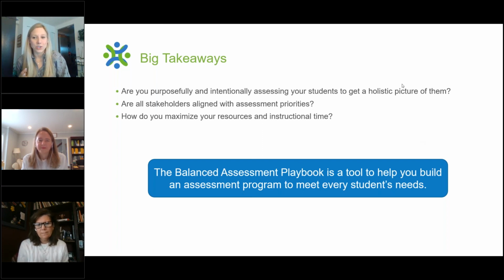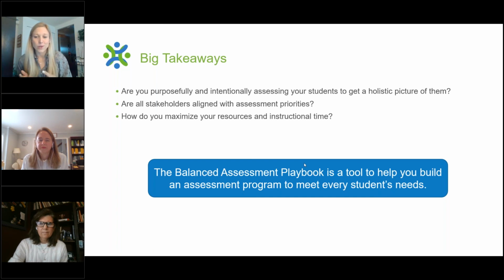and we want to ensure that they're learning as much as possible. So how do you maximize that time and ensure that every decision and every interaction with your students is actually driving towards their personal and academic growth? So really, we have created this balanced assessment playbook to help you as an educator ensure that you have the right assessments, the right data, the right tools to meet your student needs in the classroom.